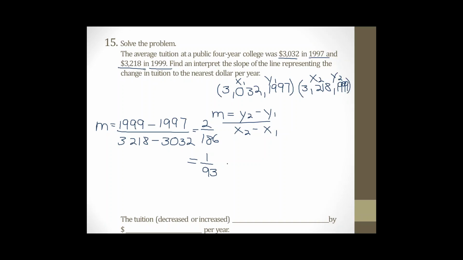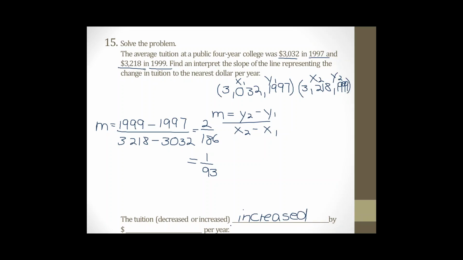Okay, so now they want me to interpret this slope based on this problem talking about tuition. Because I have a positive slope, that means increased. Increased is positive and decreased would mean negative. So I'm going to have this sentence here, like you will have on your test, and just type the word that you think it would be. So a positive slope, it should be increasing. Increased. Make sure you spell it the right way.